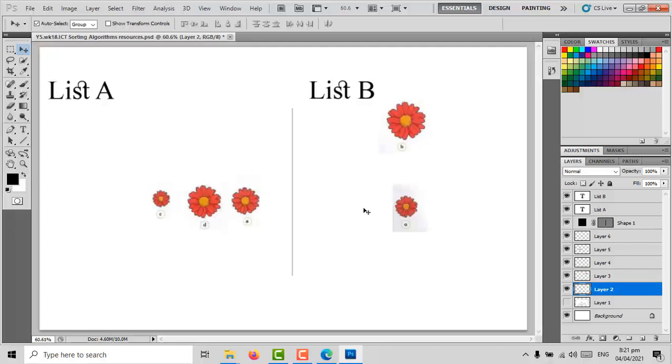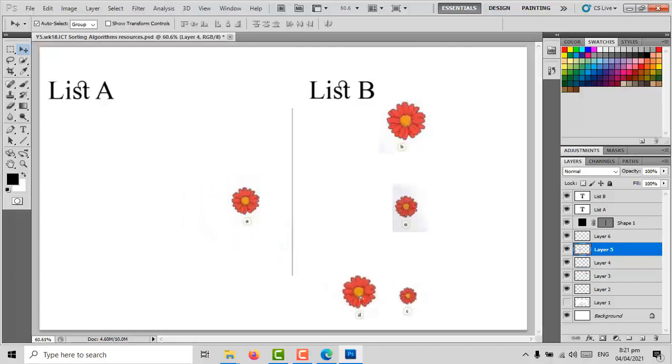Okay. Now let's choose this flower and compare it to the last one. Is it bigger or smaller? It's bigger, right? We move down. Is it bigger or smaller? Smaller, right? We move down. Now the next one, compare it to the last one. Bigger, up. Bigger, up. Smaller, down. So that means we have to put it right here.